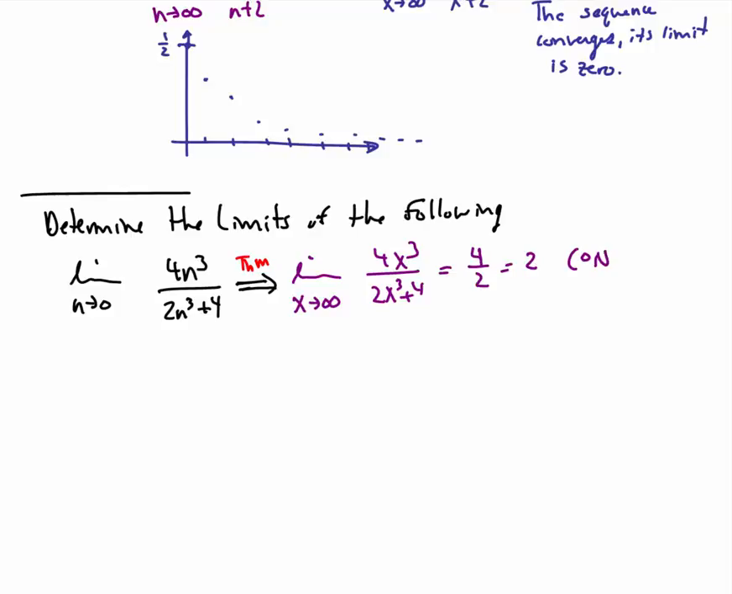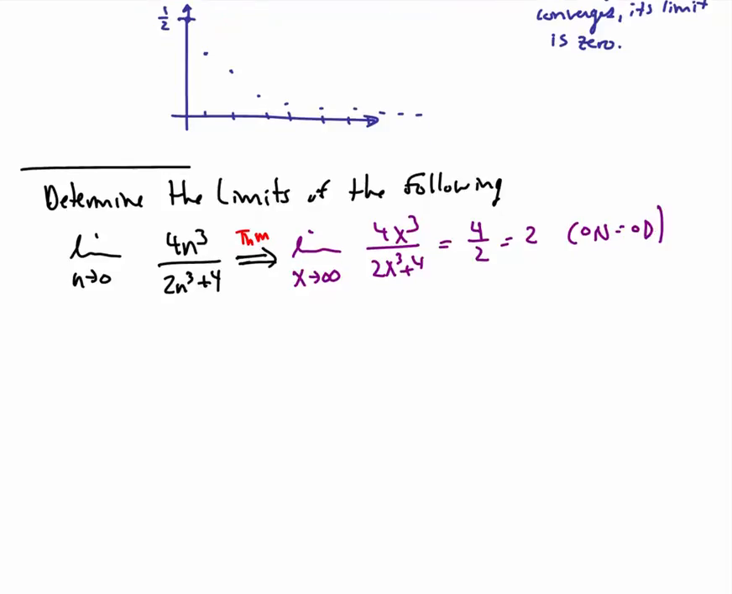And I need a reason why, and the reason why is the shortcut: the degree in the numerator and the degree in the denominator are the same. Therefore, the limit is the ratio of the leading coefficients. Now, because we have a limit that is a constant here, this tells me that this converges. So the terms of the sequence converge. Let's look at another one.